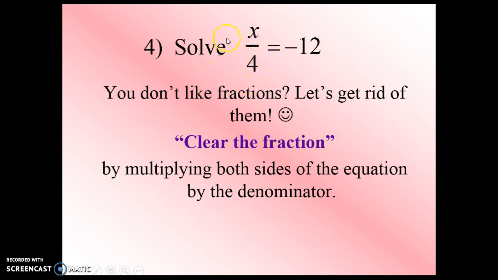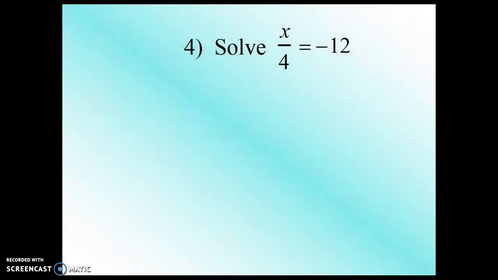Now, what did we just say? X over 4 is a division problem. And how do we clear the fraction or undo it? By multiplying. The opposite of division is multiplication. So let's now look at the problem to solve it. X over 4 equals negative 12. We draw our river. Next, we do the opposite of our division. Why are we multiplying both sides by 4? Because 4 is the number we're trying to get rid of to get x, or the variable, by itself.